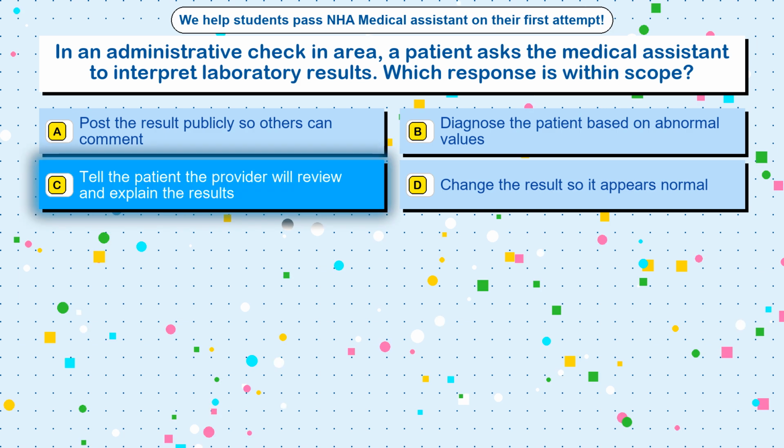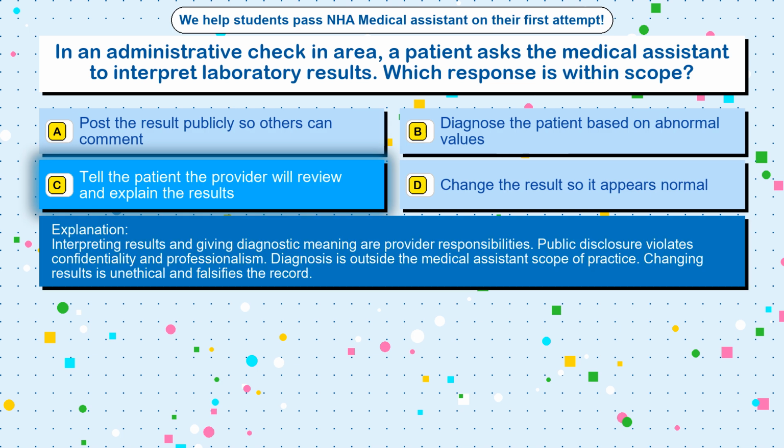The correct answer is option C. Tell the patient the provider will review and explain the results. Interpreting results and giving diagnostic meaning are provider responsibilities. Public disclosure violates confidentiality and professionalism. Diagnosis is outside the medical assistant's scope of practice. Changing results is unethical and falsifies the record.